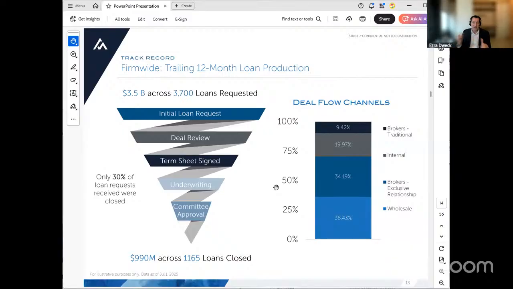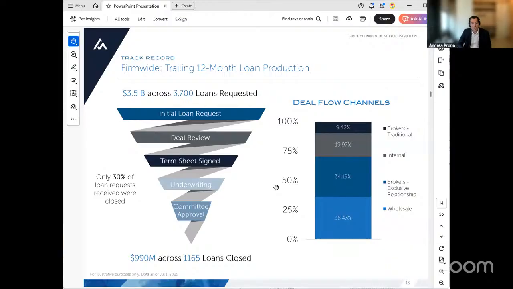So if an originator gets a call and says, hey, here's a deal, can you take a look at this? They give it a quick no, it's not on this list. So this is the 3,700 that actually get us to the level of, okay, things we're going to take seriously. Of that 3,700, we're only closing about 30% of those. And that means we're being pretty selective. So we're turning down 70% of the loans that we are looking at. And as you can see, the funnel gets tighter and tighter, and the quality is evident.